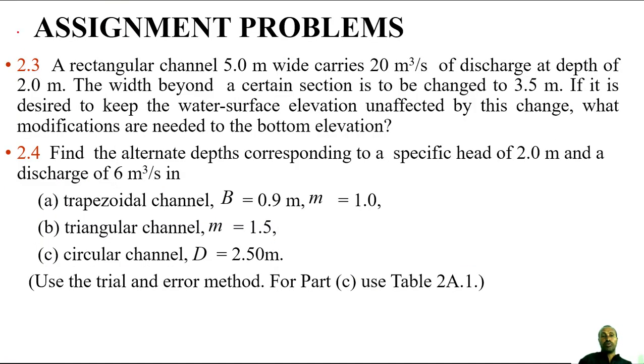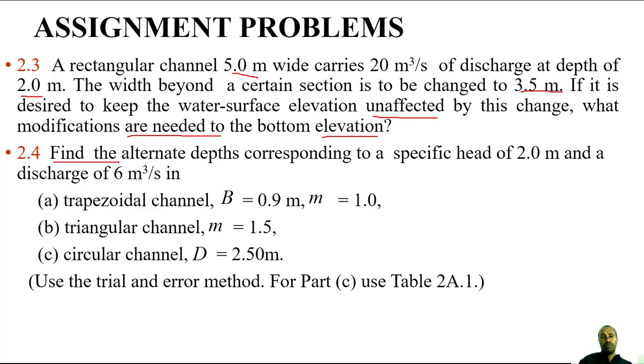So assignment problems you have again. This is a rectangular channel which carries a discharge of 20 meter cube per second with 5 meter width, and also you have a depth already given. So the width beyond a certain section is to be changed, reduced from 5 to 3.5. Then you have to compute the minimum width that will not cause choking. If it is desired to keep the water surface unaffected by this change, what modifications are needed to the bottom elevation? So delta Z should be computed.